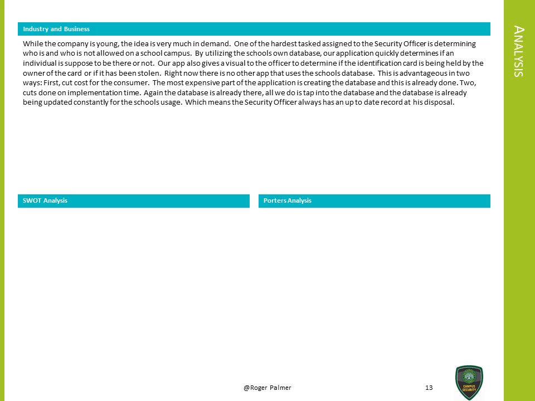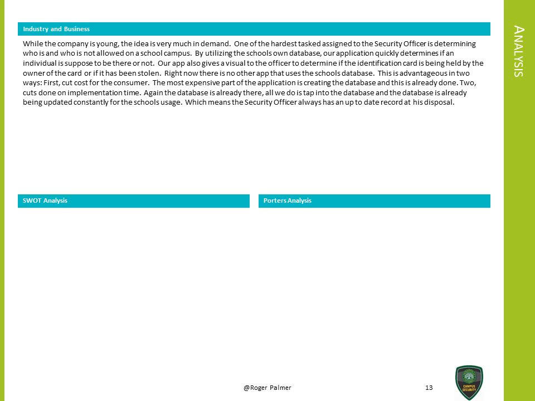While our company is very young, the idea is very much in demand. One of the hardest tasks assigned to the security officer is determining who is and who is not allowed on school campus. By utilizing the school's own database, our application quickly determines if an individual is supposed to be there or not. Our application also gives a visual to the officers to determine if the identification card is being held by the owner of the card or if it's been stolen. Right now, there's no other apps that use the school database.